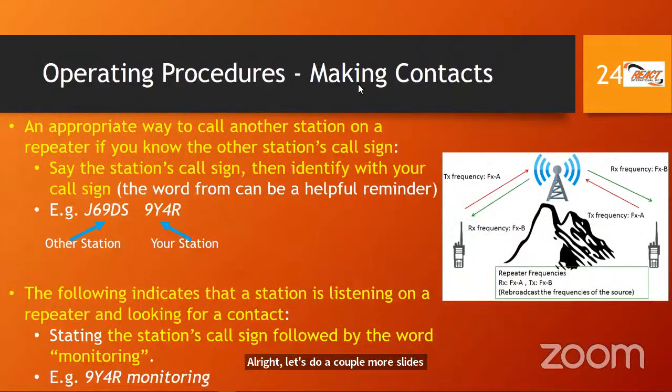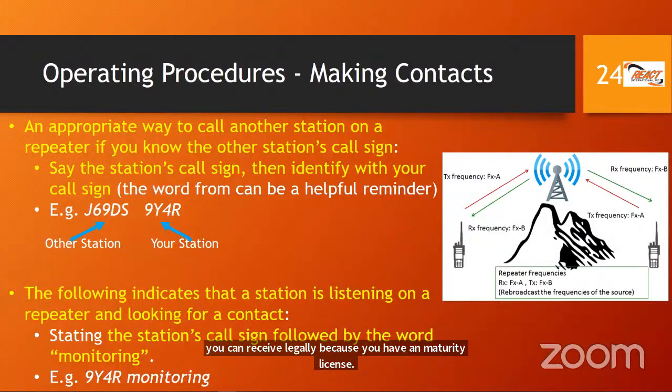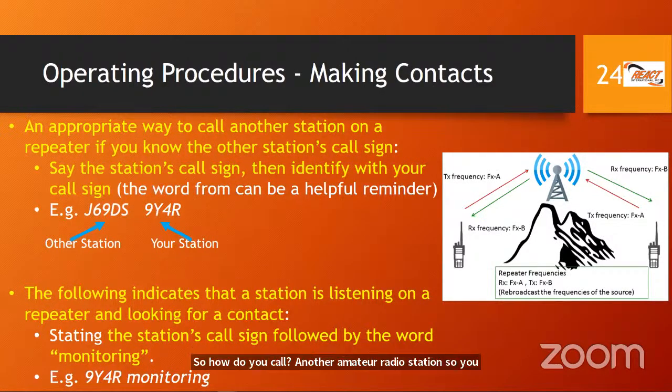All right, so we're now coming into some practical tips or practical information. And this is when we are actually operating as amateur radio operators. You have your license, you have your equipment, and you're authorized to make contacts now. You can transmit, you can receive legally because you have an amateur radio license. So how do you call another amateur radio station? You have your radio, your mobile, your handheld, or your base station. You're turning that dial, you're punching in the frequency, and you want to call another amateur radio operator. Well, how do you do that?